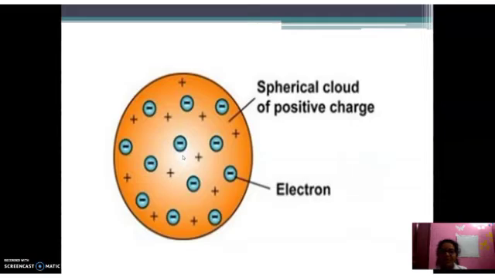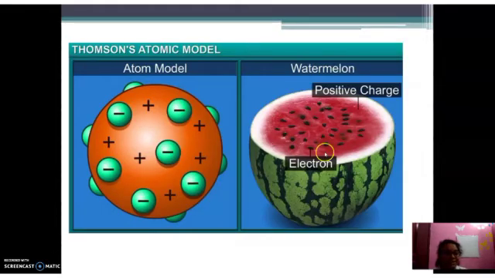By seeing this model, can you relate it with anything else? Look at this. It's a watermelon. His model is also known as the watermelon model. Why? In the watermelon, there are seeds. He proposed that the electrons are like the seeds of watermelon, scattered in a sphere. The sphere is made up of positive charge and the seeds are electrons. So this model is also known as the watermelon model.